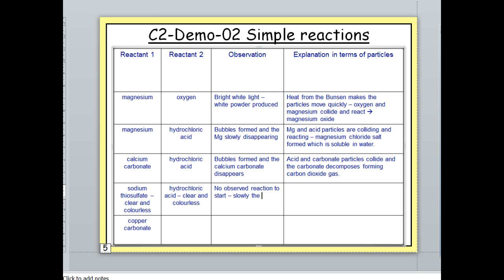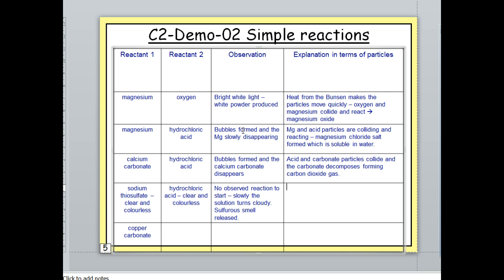Slowly the solution turns cloudy. You might also have smelt a sulphurous smell, at least, and here it's the thiosulfate and acid particles reacting, producing solid sulfur particles. Because they're a solid forming and they're very small particles, they make the solution go cloudy.